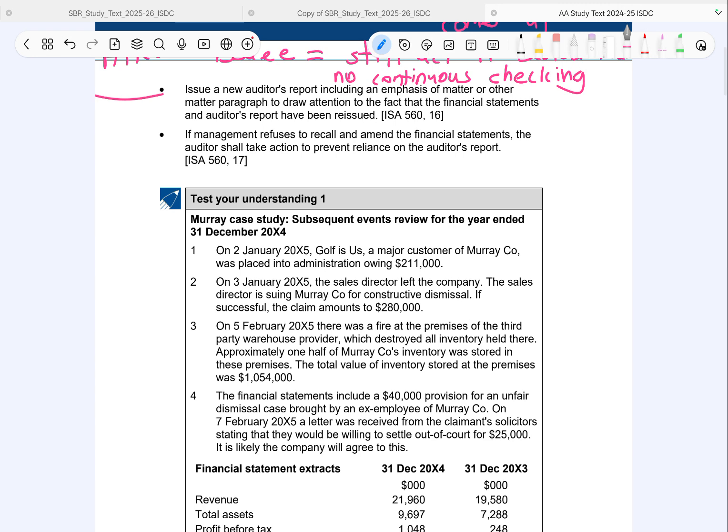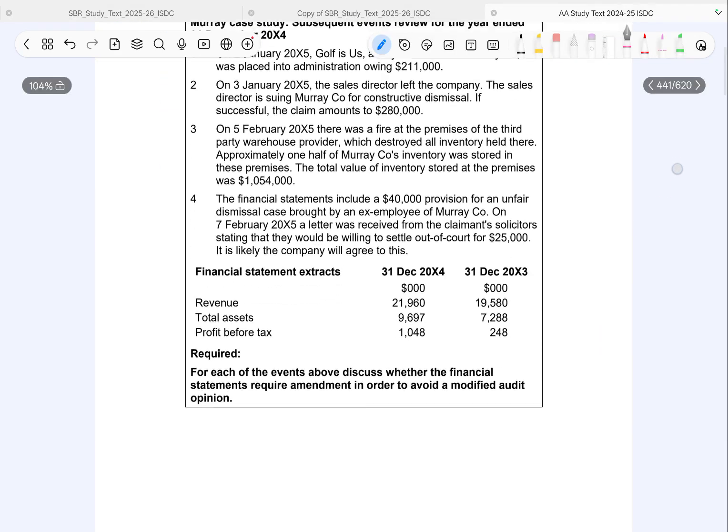So let's say the financial statements had to be amended after being issued. In this case, the auditor will issue a new audit report, but this new report will include an emphasis of matter or other matter paragraph. Why? To clearly highlight that the financial statements and the audit report have been reissued. Basically, we are telling the users, hey, something changed, and make sure you're looking at the updated version.